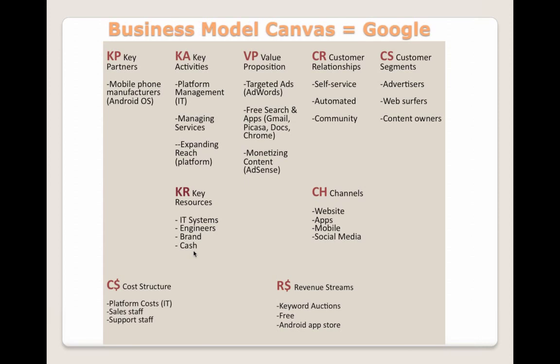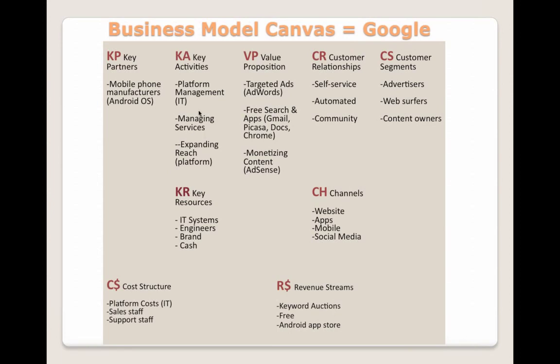And so that's why it creates Google Plus and Chrome and all of these different ways to get people to continue to use Google products. Key partners include mobile phone manufacturers, like Samsung, who use the Android mobile operating system, as well as other partners. Cost structure, those would be the main expenses Google has. So obviously, all of its IT costs and then sales and support staff would be its main cost.